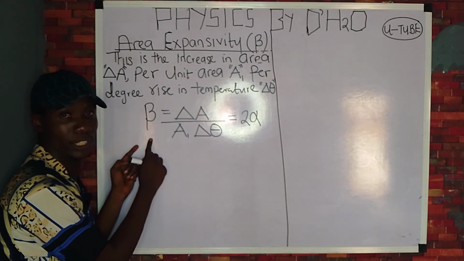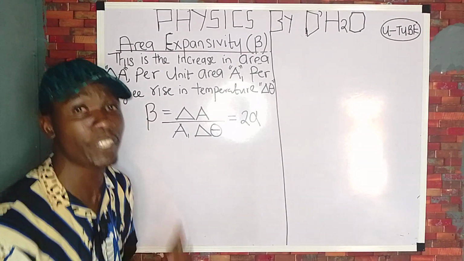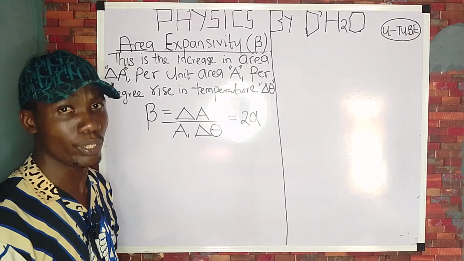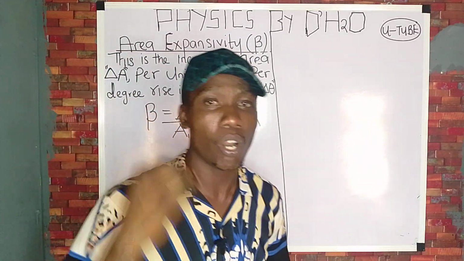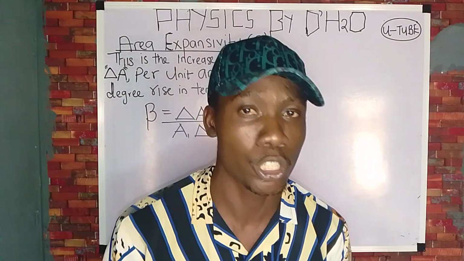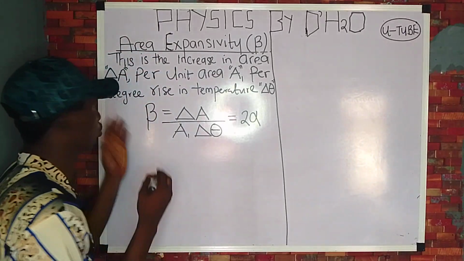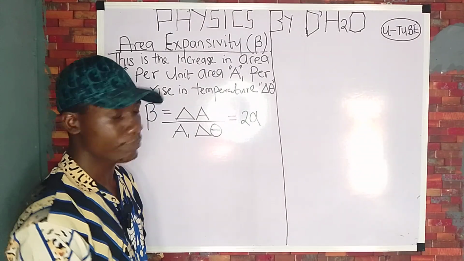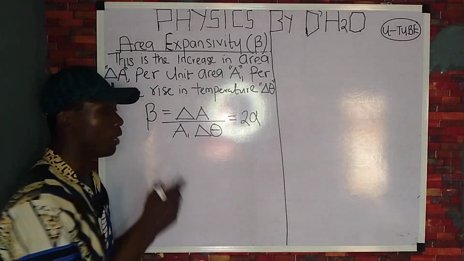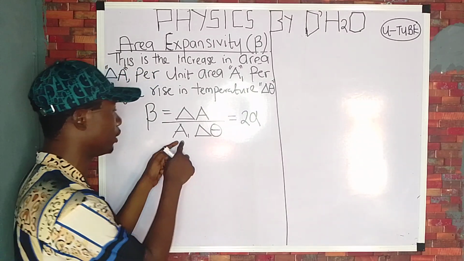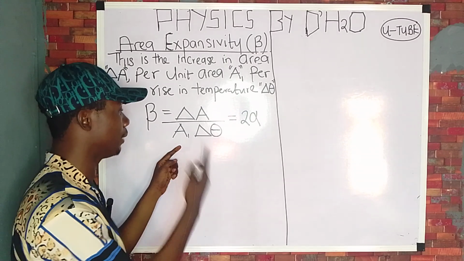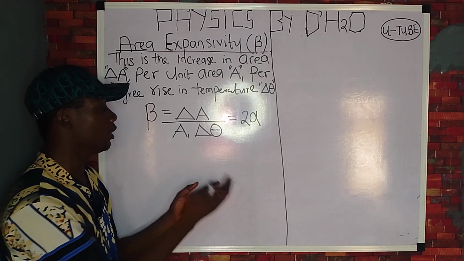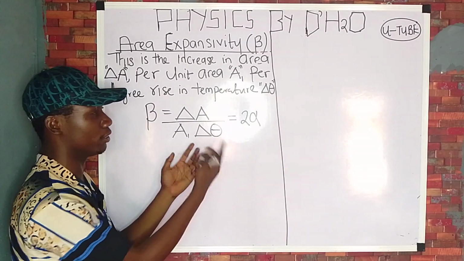Area expansivity, which is also called superficial expansivity. You either call it area expansivity or you call it superficial expansivity. Area or superficial expansivity is the increase in area, which is change in area, per unit area, which is the original area, per degree rise in temperature. This rise in temperature means change in temperature.